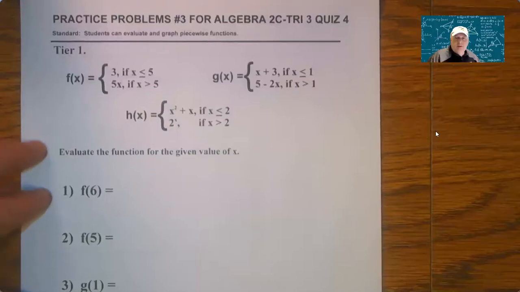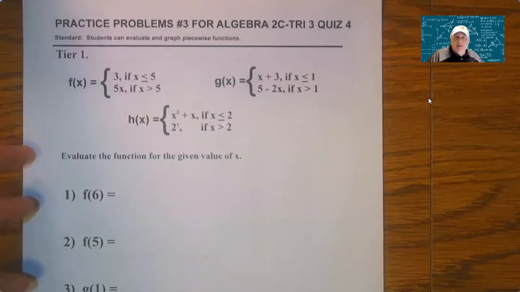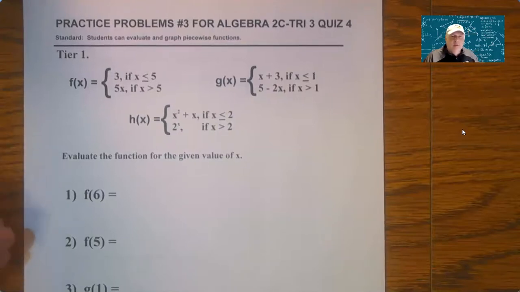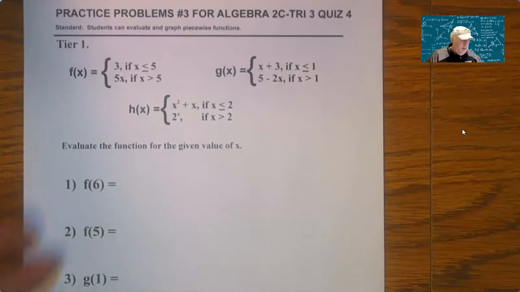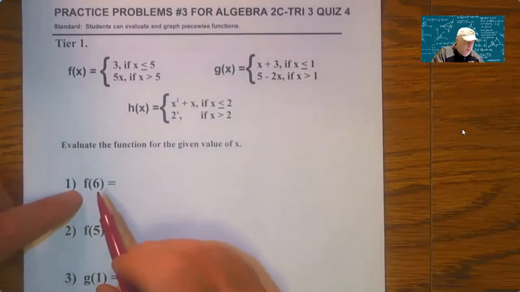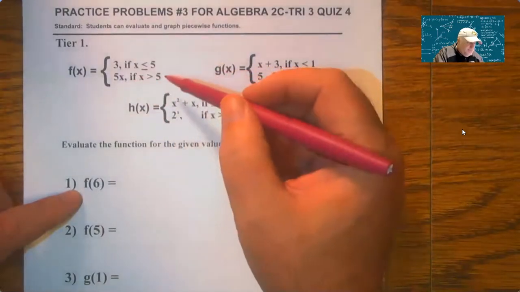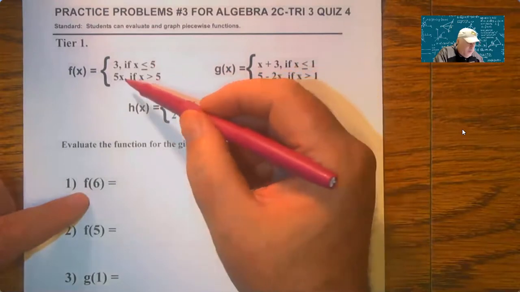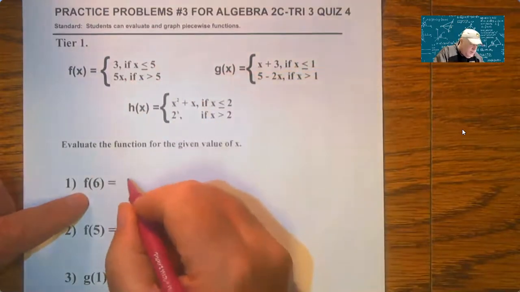These are the solutions for the third practice quiz in Algebra 2C for quiz 4. So again, you got to locate the function and then substitute in 6 for x. So here's the f function. And then 6 is greater than 5. So we're going to put 6 in here. This is going to be 30.